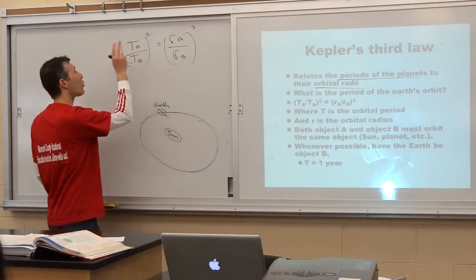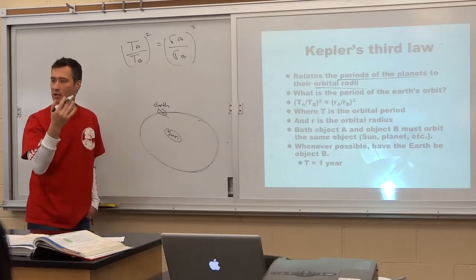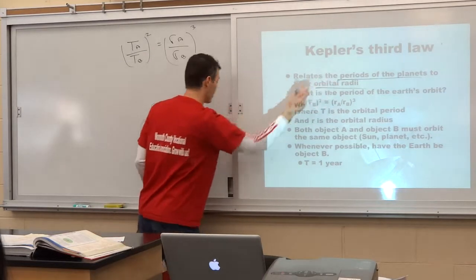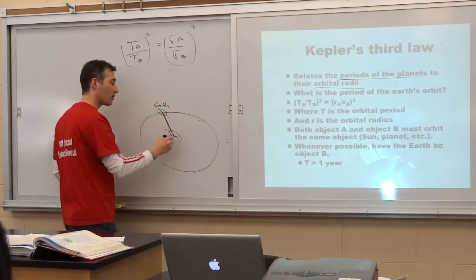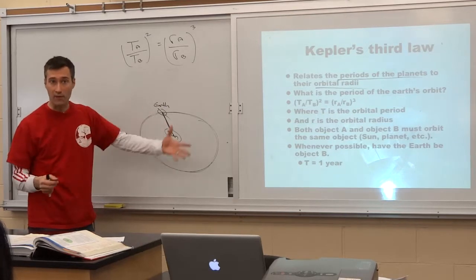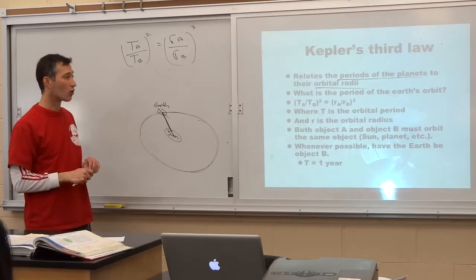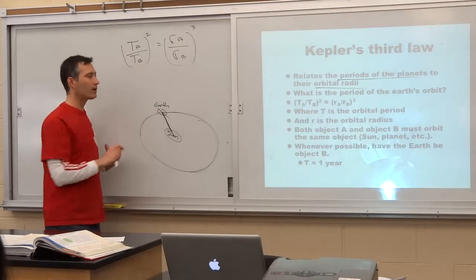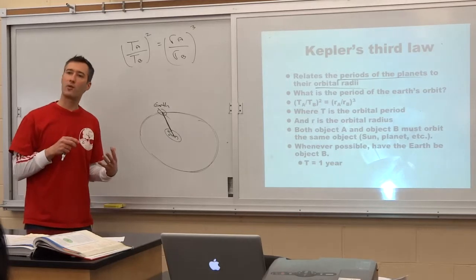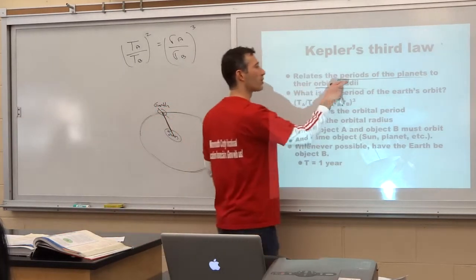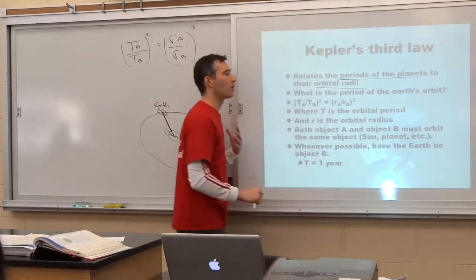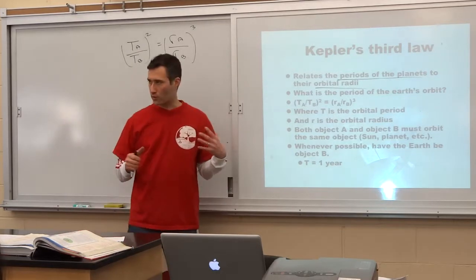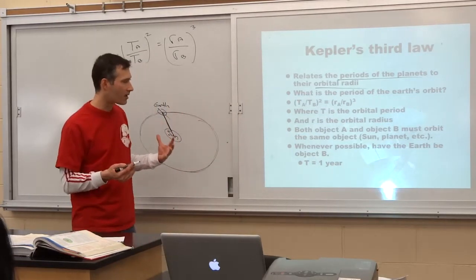So when we're talking about orbital period, we're talking about how much time it takes the planet to orbit its star one time. When we're talking about orbital radius, we mean how far the planet is from the sun. That would be the radius of this circular, or at least near circular, orbit. So Kepler's third law doesn't allow us to calculate those things for a given planet, but it does allow us to relate the orbital period and orbital radius for one planet to those of another planet.